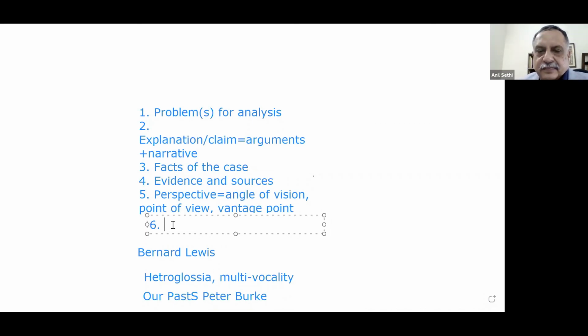Anybody? You know, I used to always ask my students, is there a 6th element in the writing of history, or are these 5 elements, do they capture everything?